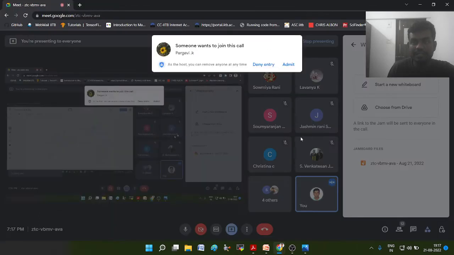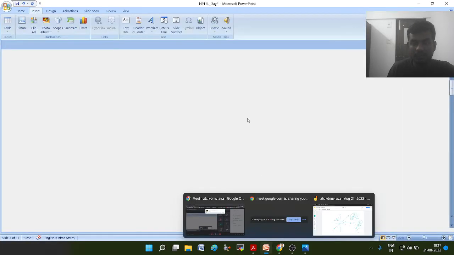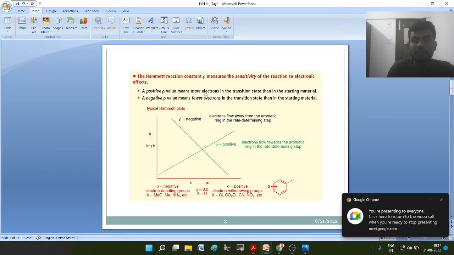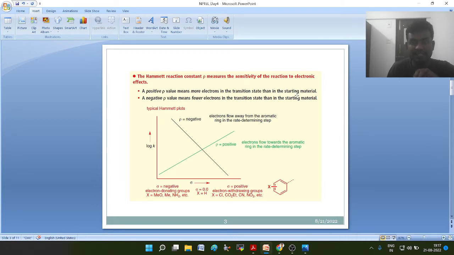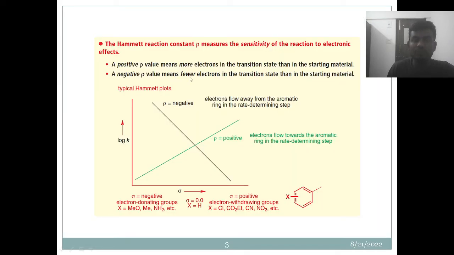So that's why it is saying a positive rho value means more electron in the transition state than in the starting material. OH minus is attacking there, and there is an increase in electron density. The overall effect is that the benzene ring is getting more electron dense compared to the initial one, compared to the starting material. Similarly, a negative rho value means fewer electrons in the transition state than in the starting material. Both of these cases will appear in several examples, which I'll be showing.